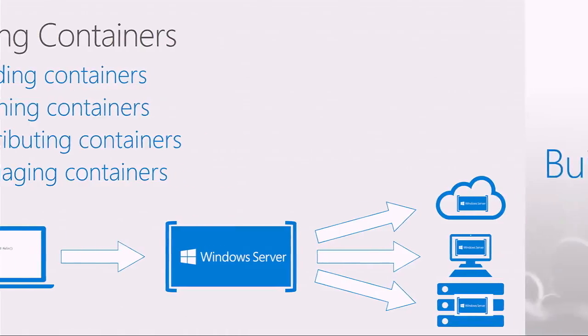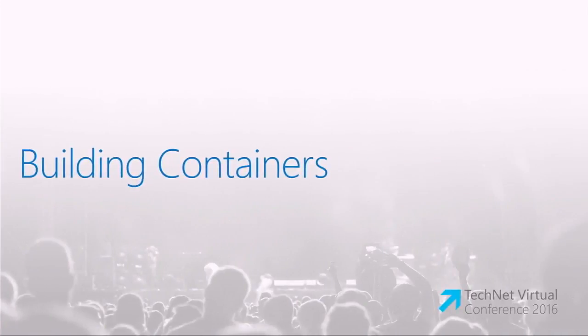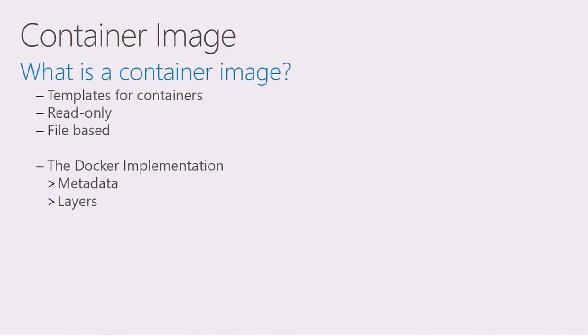Let's go right into building containers. And the important part about thinking about building a container is you're not actually building a container. What you're actually building is a container image. Okay, well that begs a question. What is a container image? Well, a container image is really a template for containers. It's a read-only image. You can think of it almost like a virtual hard disk for containers, although it's actually file-based as opposed to block-based as is the case for a virtual hard disk. And it has a bunch of configuration settings in it as well. So it's got some defaults that come along with it.